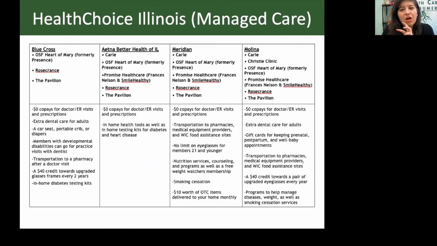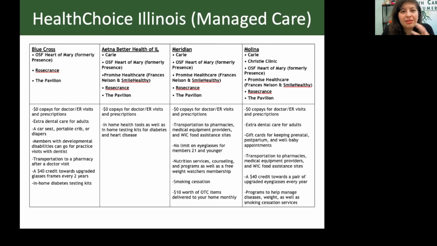The differences are just in the extras that they offer, and also the networks that they each have. So this is a chart showing what the different options are here in Champaign County for Medicaid plans. And so again, the thing to be considering here is: where do you go to the doctor? And then what extra benefits are you interested in? Are you interested in having a lot of over-the-counter products mailed to your home? Are you looking for transportation to other places besides medical providers?